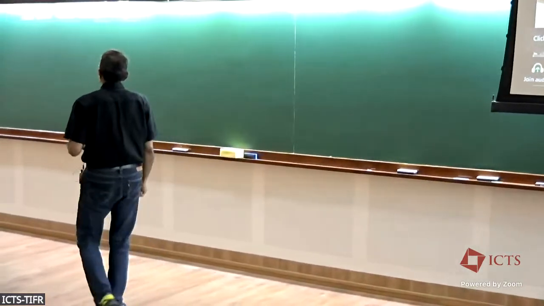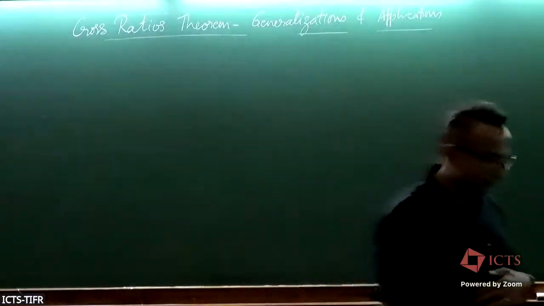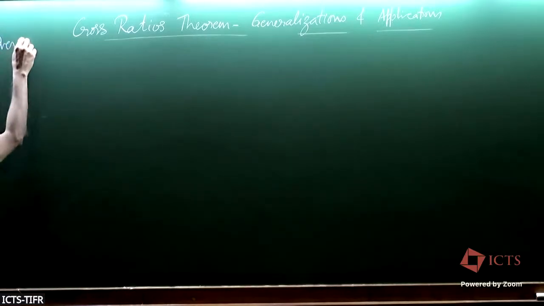Okay, so I want to report on a work in progress. This is joint work with Michael Harris, Harold Grosvenor, and Ji Lin. But before I get to that, I want to motivate with an elementary example what this cross ratios theorem is. So the first part is just motivation and some kind of an overview.